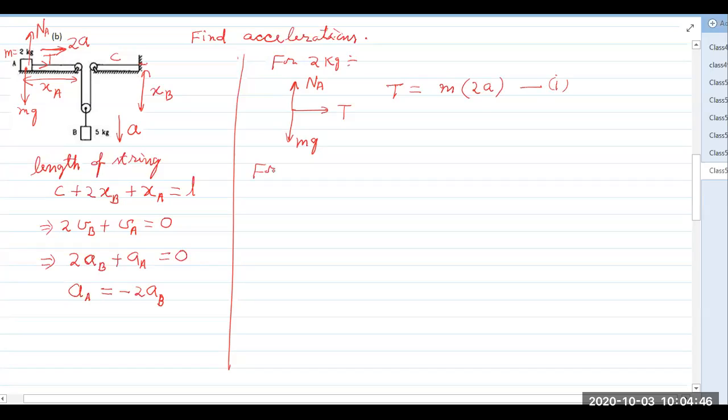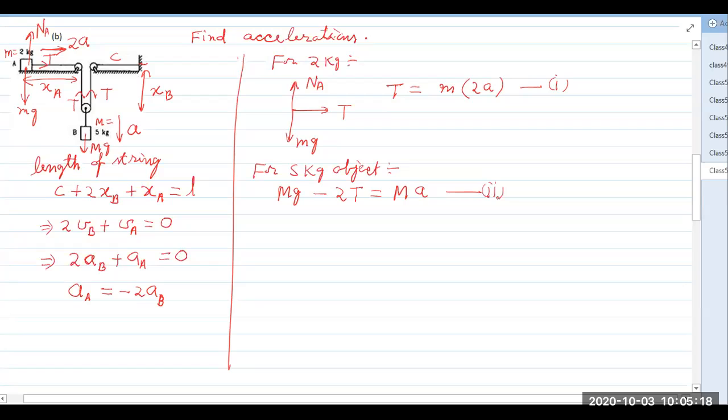Similarly, for 5 kg object, there is one tension acting here, one tension acting here, two tensions, and there is a weight. Suppose this is called capital M, 5 kg is called capital M. So capital Mg is downward. So since this is coming down, we can write it as capital Mg minus 2T equal to capital M into A. So this is equation 2.